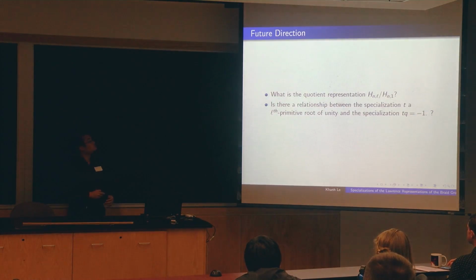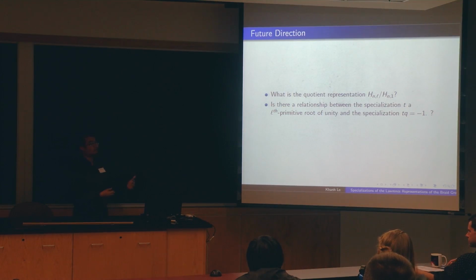So what I would like to investigate further is to have a description of the quotient representation and to see if there's a relationship between our specialization and the specialization in the paper by Jackson and Kurlin, which also has similar results.